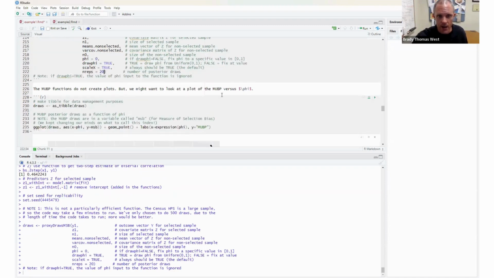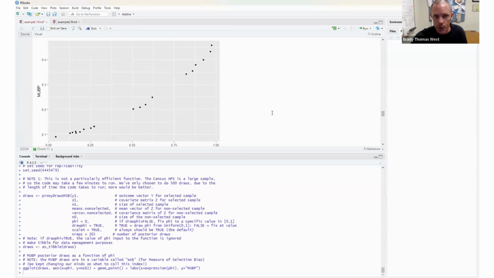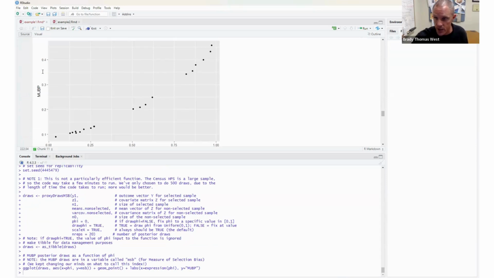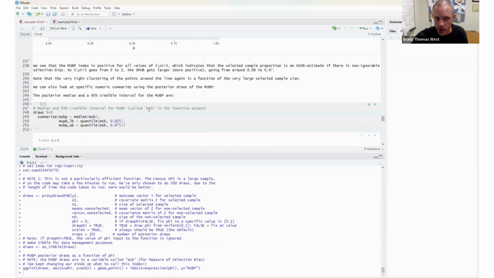We can look at a plot of the measure of unadjusted bias for proportions versus the choice of phi, because remember, we were drawing phi. Not super exciting because we only looked at 20 draws, but you get a basic sense of what's happening. The measure of unadjusted bias for proportions that was drawn is on the y-axis. Phi is on the x-axis here. So you can see what those draws of phi were and what the corresponding draws of the measure of selection bias were. Higher value of phi, more non-ignorable selection, more evidence of bias. You can see that from this particular plot based on only the 20 draws.